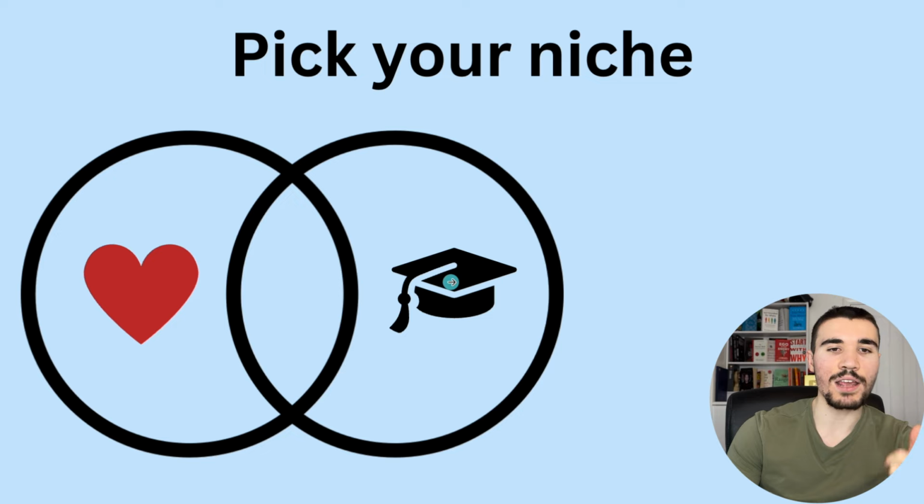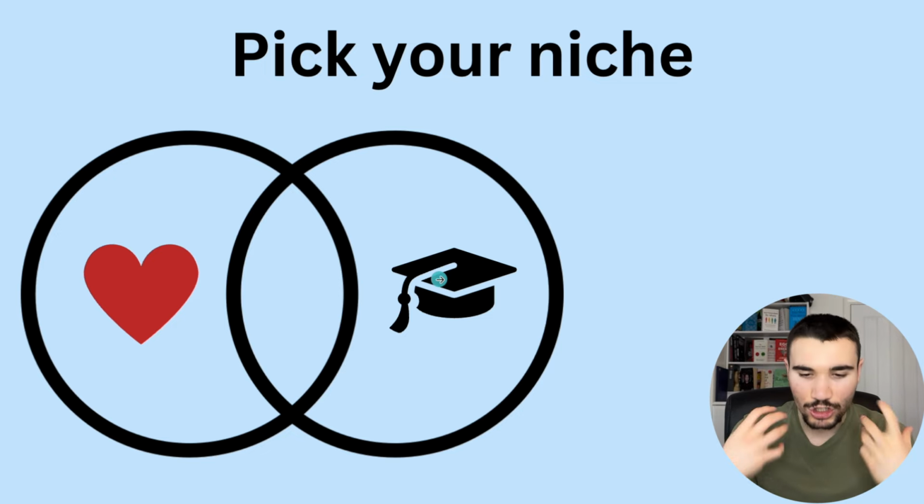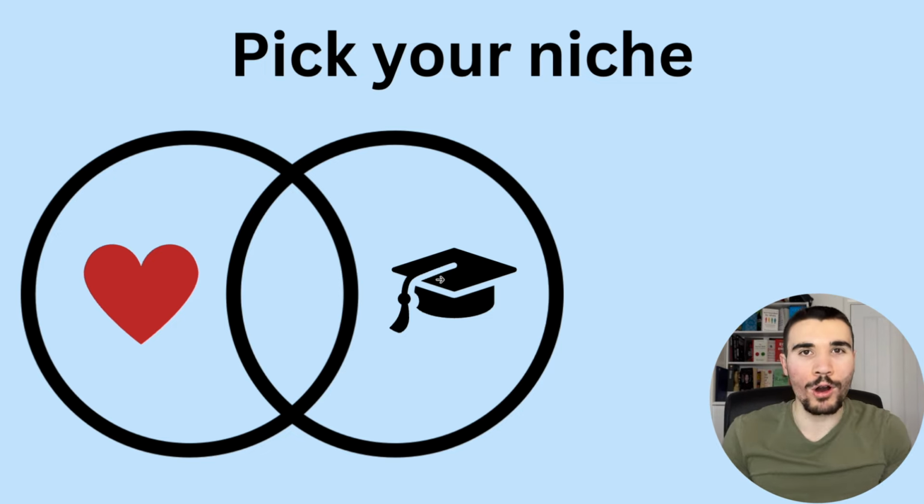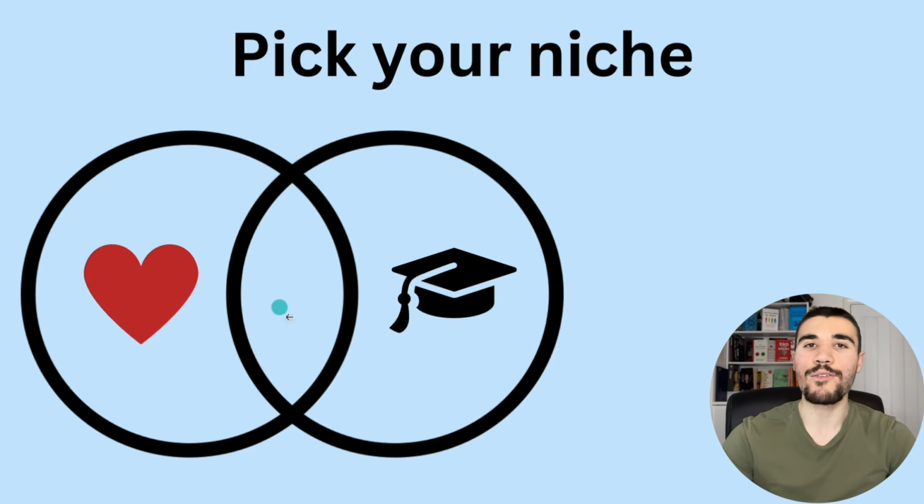Now, where skill comes in, if you have skill in a niche, it shows in your content. Like, you have aura in the content if you know what you're talking about. So having the right skill set there will help you produce top quality content. So if you can marry the two, that's perfect.